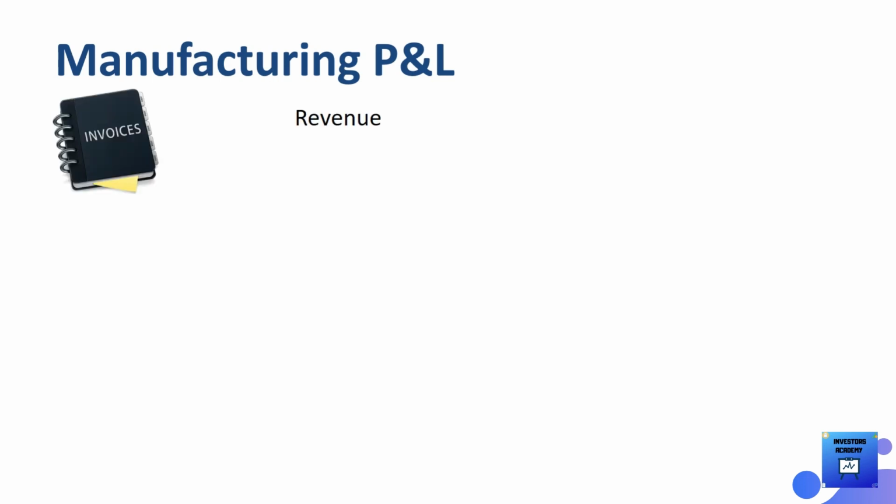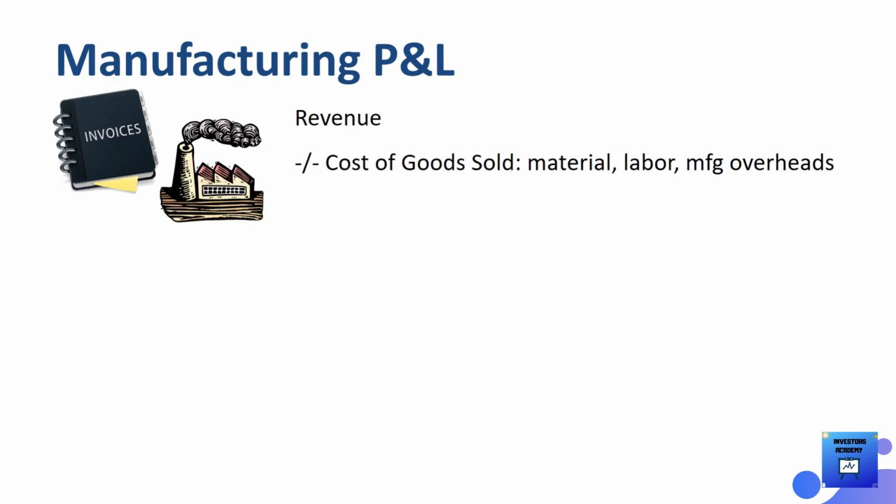The top line of an income statement is revenue, the sum of the invoices sent to customers for the goods that you have delivered or the services that you have rendered, assuming that all invoices meet revenue recognition criteria. Manufacturing costs like material, labor and manufacturing overheads eventually end up in the P&L as cost of goods sold. Revenue minus cost of goods sold is gross margin.